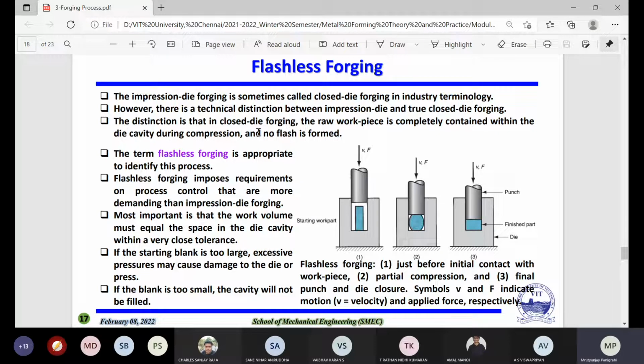And the distinction is that in closed die forging, whatever raw workpiece you have is completely contained within the die cavity. So you can imagine the die cavity you have initially. These are the differences you have to write in the beginning.